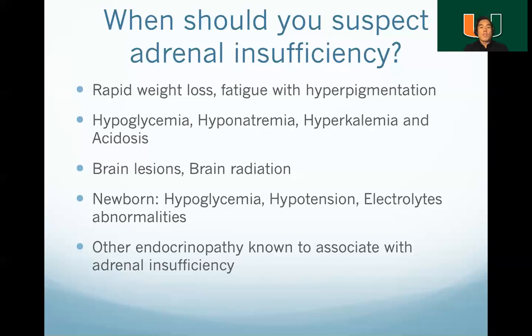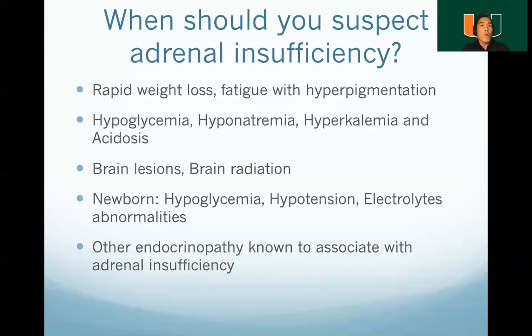Also, you may suspect central adrenal insufficiency if the patient has brain lesions, like either a brain tumor or had brain surgery or received brain radiation, right? Because we know that radiation injury to the pituitary is going to cause central adrenal insufficiency, right? In the newborns, common signs are hypoglycemia. In a severe case, you can have hypotension, electrolyte abnormality. We're going to come back to this when we talk about CAH, right?